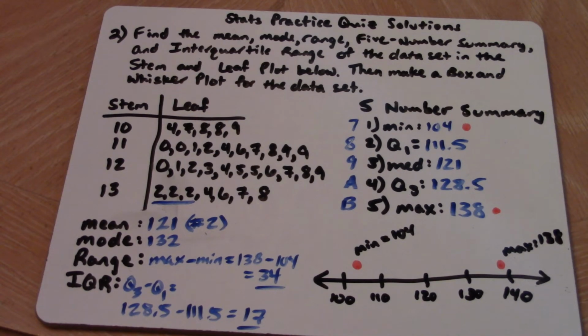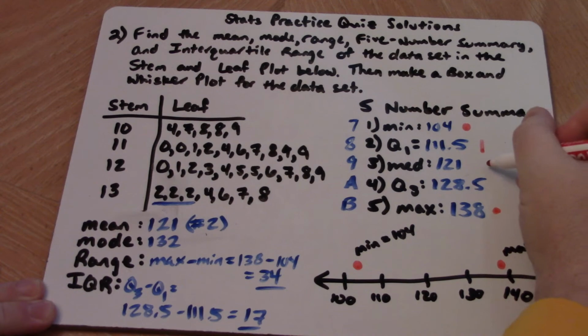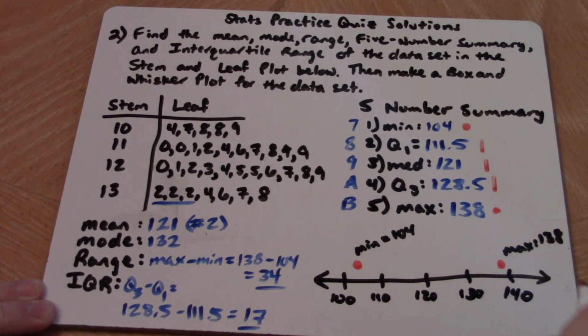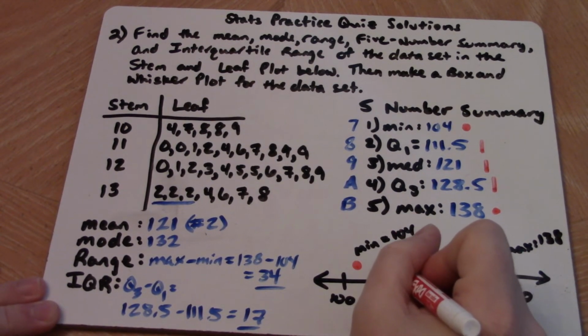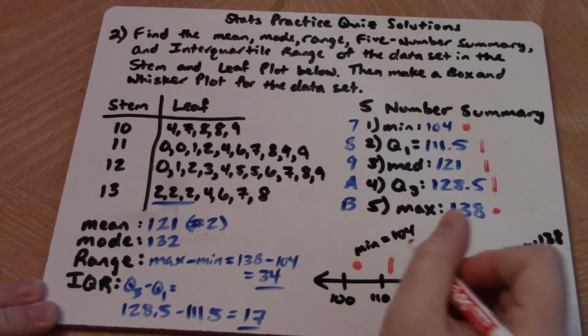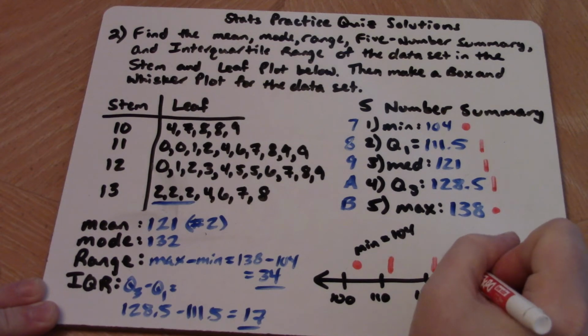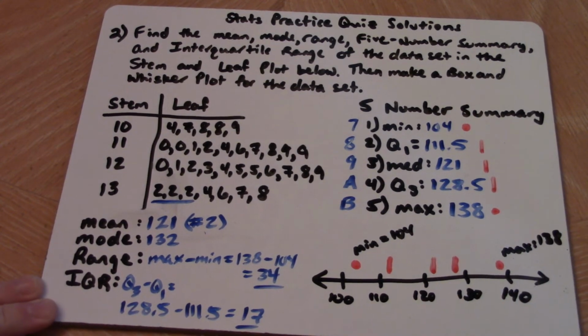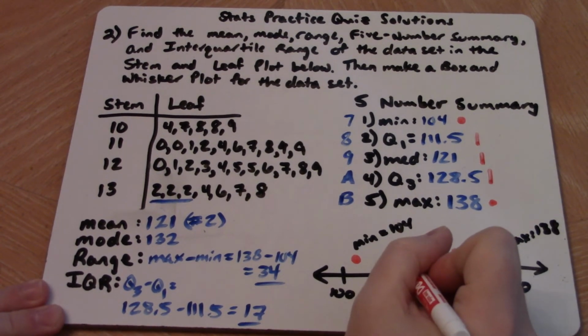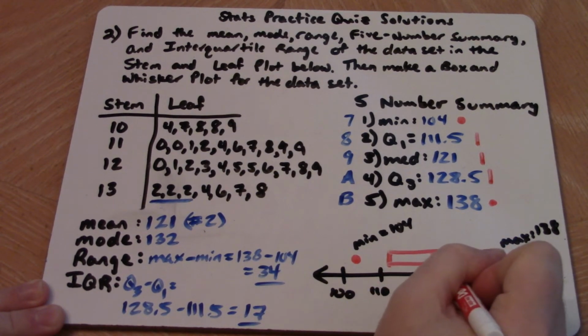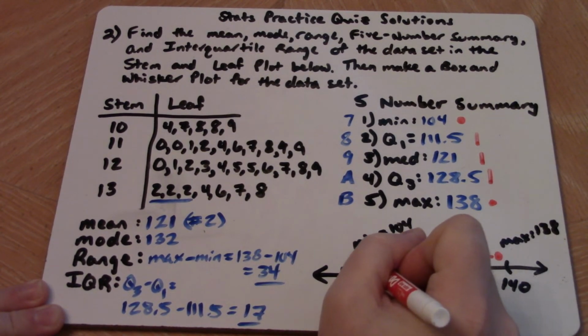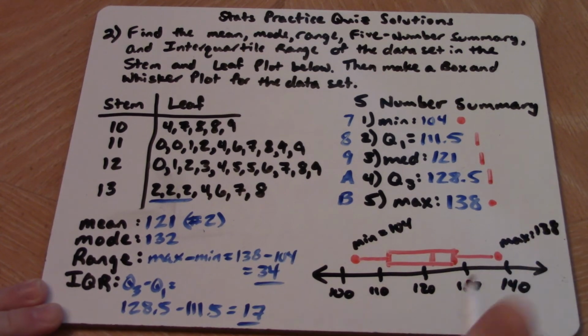Then we are going to put a vertical bar at the other 3 values in the 5-number summary: the lower quartile, the median, and the upper quartile. So 111.5 would be here-ish, 121, and 128.5. We're going to connect the tops of those three lines to form the box, and then connect the dots to the sides to form the whiskers.